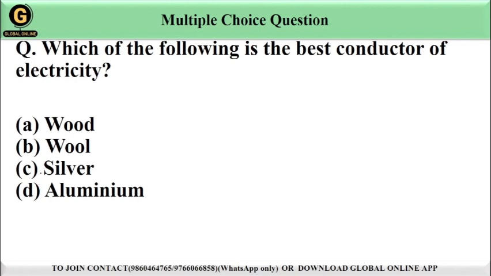So students, silver is the best conductor of electricity among all the options. It allows the free flow of electrical current due to its low resistance, while aluminium is also a good conductor and often used in electric wiring. Silver has the highest conductivity. Wood and wool are insulators and do not conduct electricity. So the correct answer from these options is option C, silver.